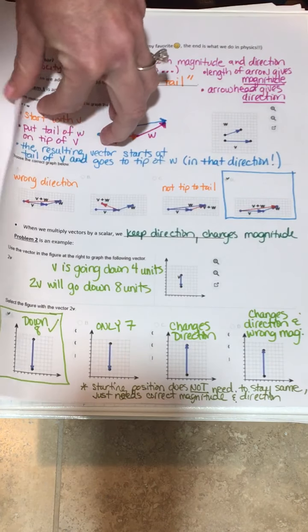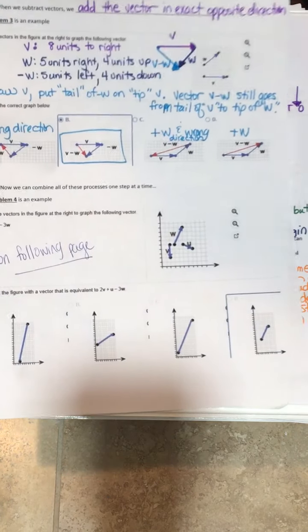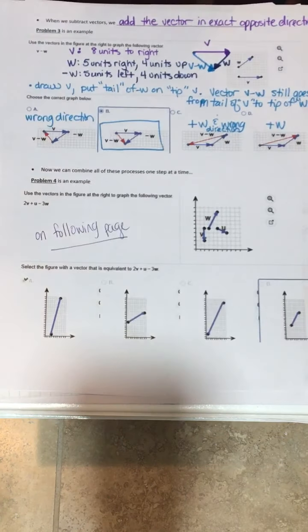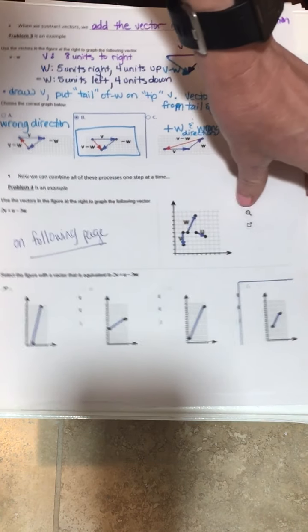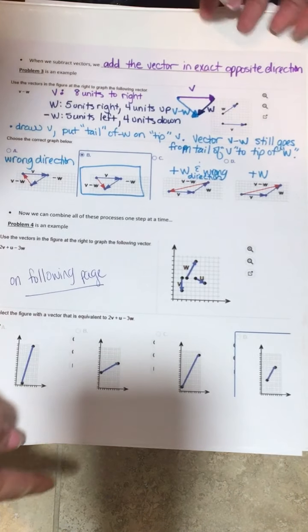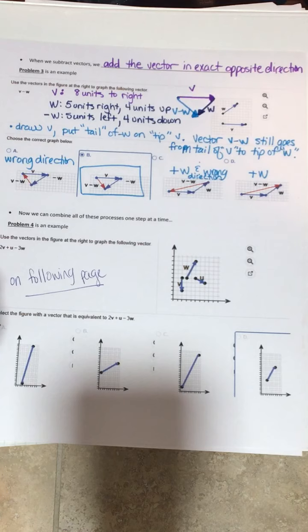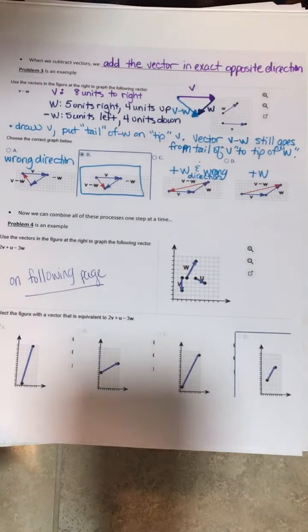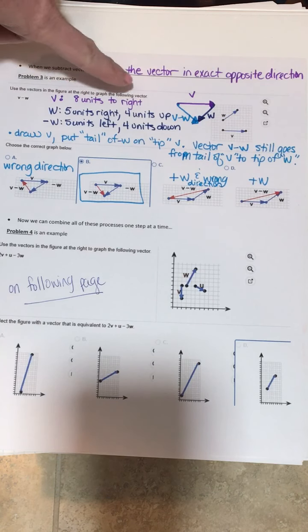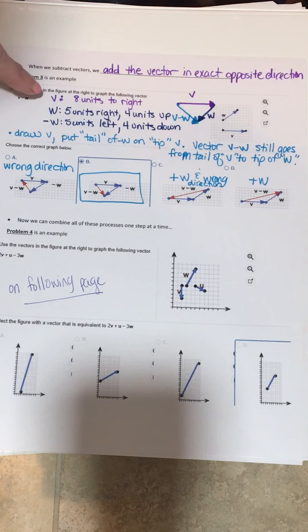Okay, the next part of vectors, we move on to problem 3. We're going to subtract vectors. So if we subtract a vector, really what we're doing is we're adding a vector in the opposite direction. So in this case, problem 3 is an example. Use the vectors in the figure to the right and graph the following vector. They want v minus w.